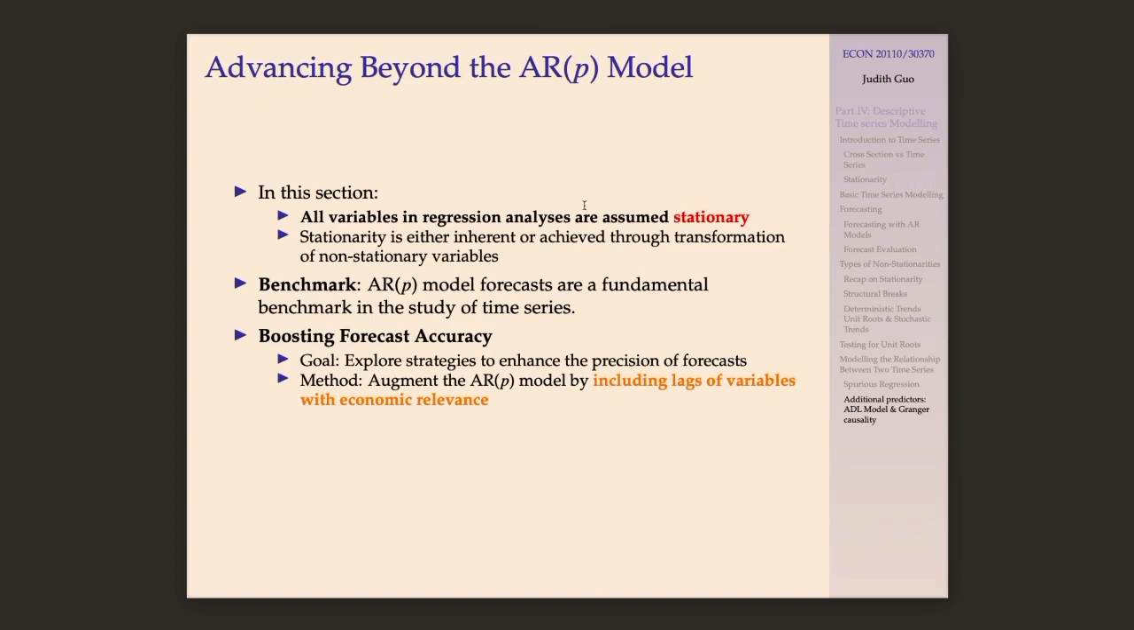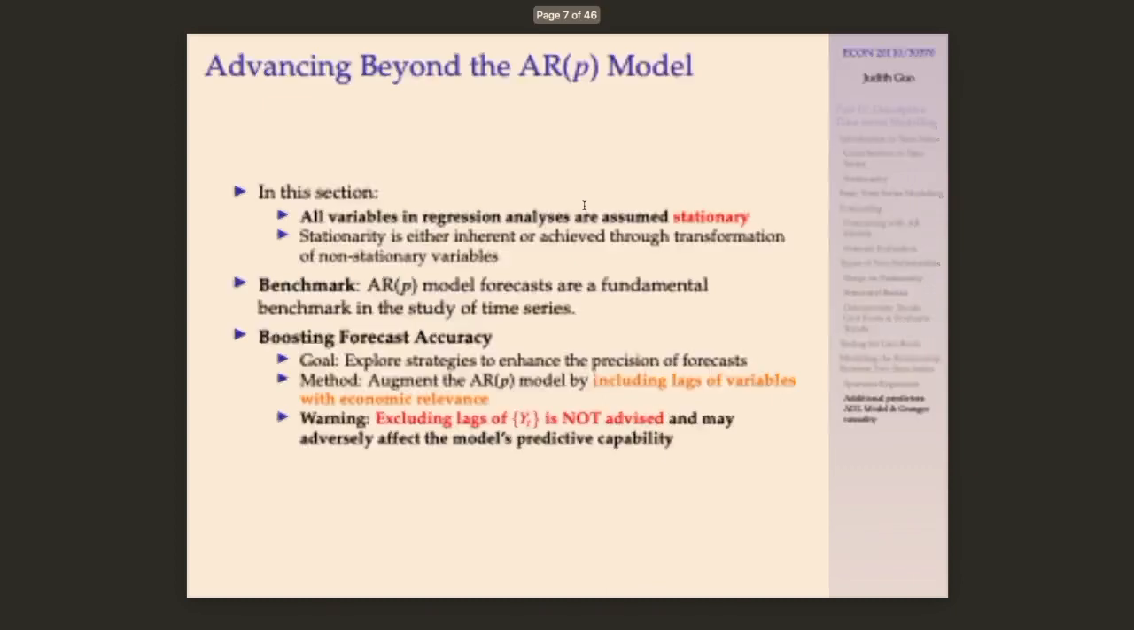So the idea is we want to adjust the AR(p) model by including more lags of variables coming from another time series that's of economic or practical relevance. Now, one thing you have to keep in mind, we should not exclude the lags of Y_t. Okay? Even if you're including lags from another time series, you should keep all the lags for Y that have previously been included in the AR model. If you have excluded that, that might adversely affect your model accuracy. Okay?